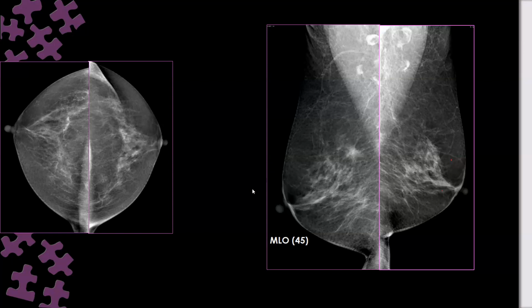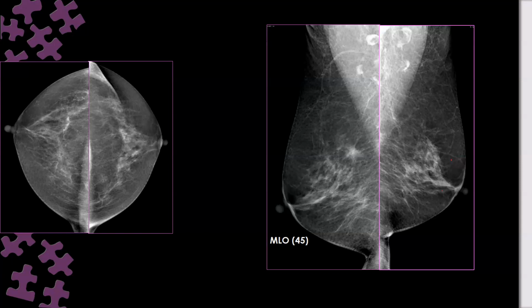Okay, it is a similar type. So what is the next step, Fatma? Since we could not see it in the CC, we will do an additional view. An exaggerated extended lateral view.